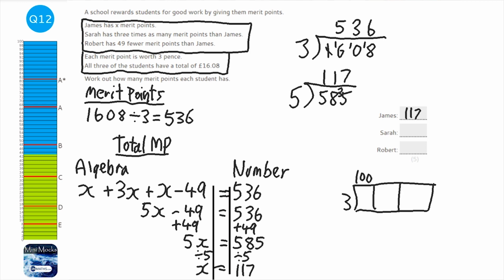So it'll be 100, 10 and 7. Okay, so it's 330 and 21, and so it's going to be 351.